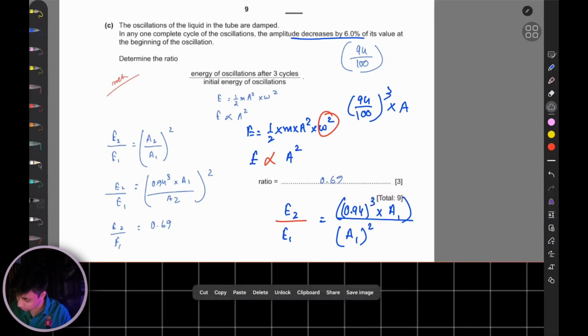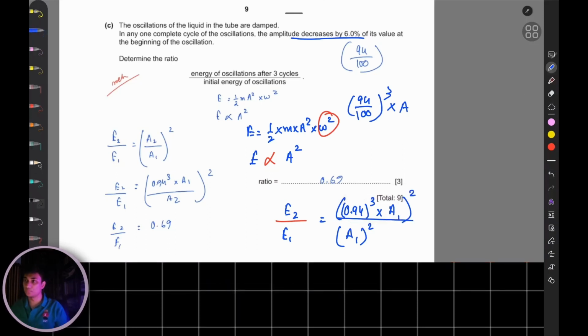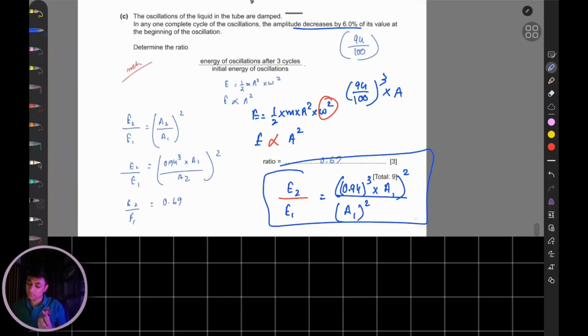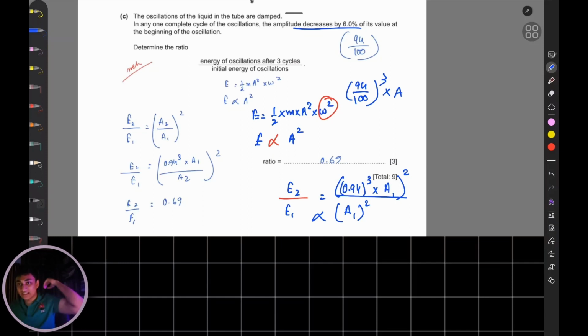Okay. A1, right? To the power of 2. So carefully try to understand this ratio. What's happening over here? E1 is proportional to the initial amplitude square. Now my new energy after 3 oscillations is also proportional to its amplitude square. And what is the amplitude, mind you? It is 0.94 cube times A1. This is my amplitude, because the amplitude has decreased by a factor of 0.94 thrice.